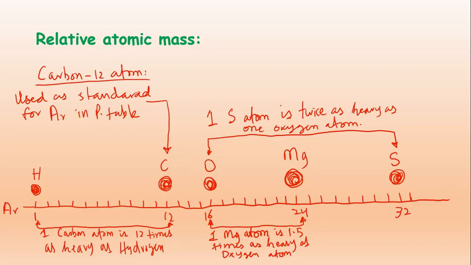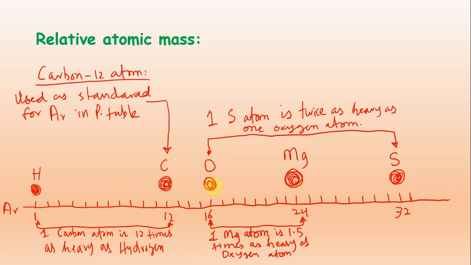Now how will you compare hydrogen 1 and carbon 12? One carbon atom is 12 times as heavy as hydrogen. So this is the way to compare and relate, and why we call it the relative atomic mass: because the standard element is carbon, through this we can compare and write the relative atomic mass in the periodic table. So one carbon atom is 12 times as heavy as the hydrogen.